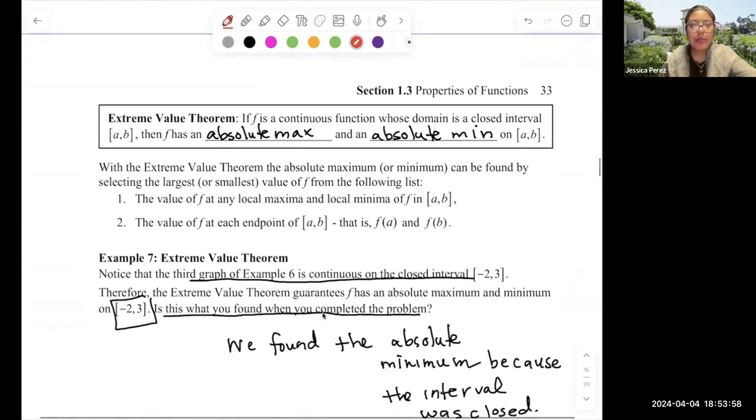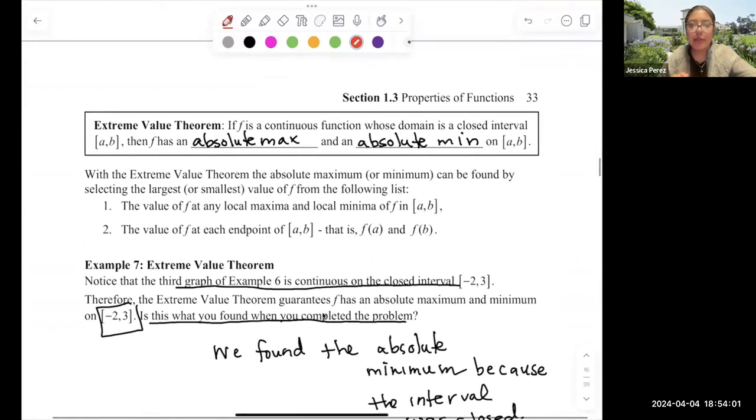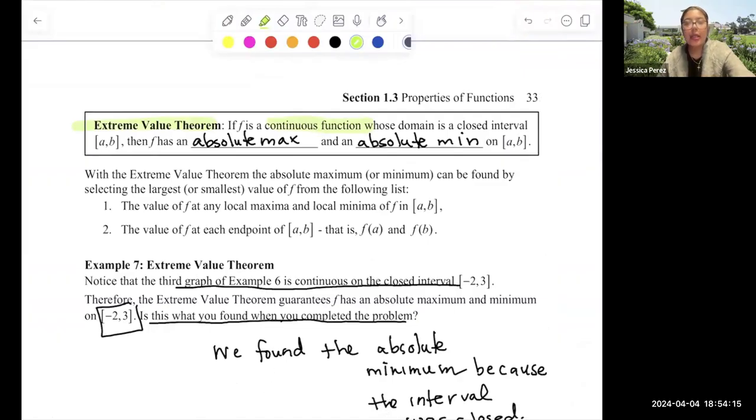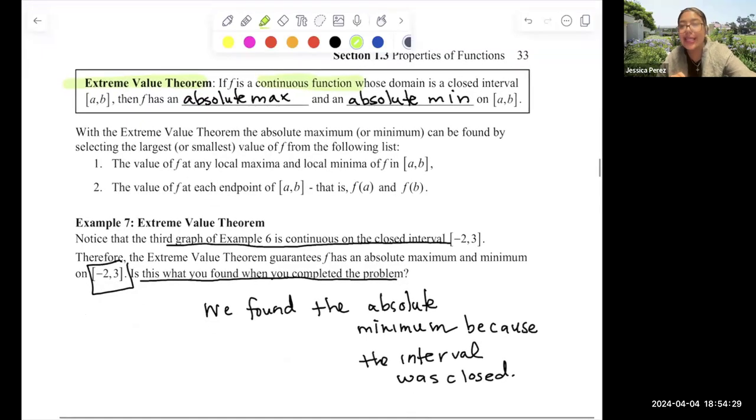Let's talk about the extreme value theorem. There exists a theorem that states if f is a continuous function, meaning it doesn't have holes or gaps, it has smoothness, whose domain is a closed interval [a, b], then f has an absolute max and an absolute min. So there is a guarantee to be an absolute min or an absolute max.